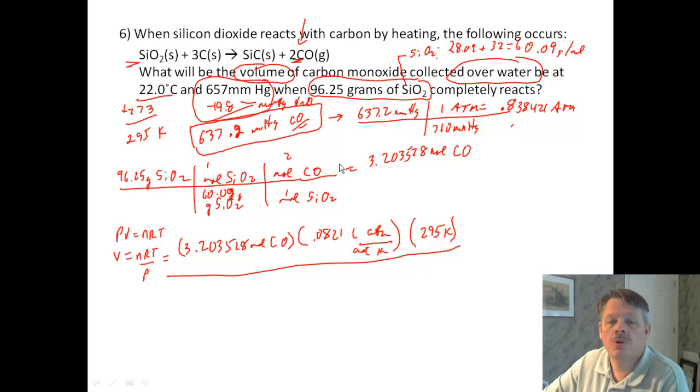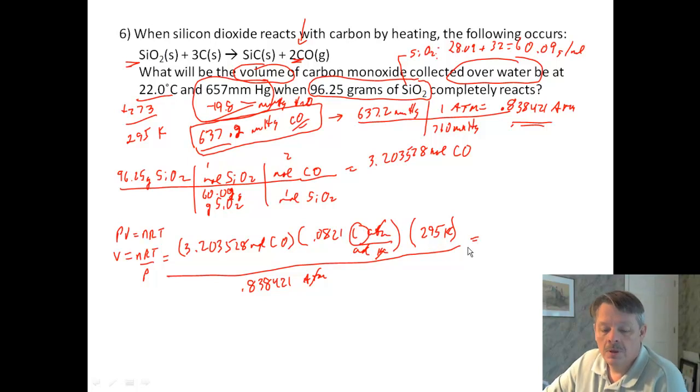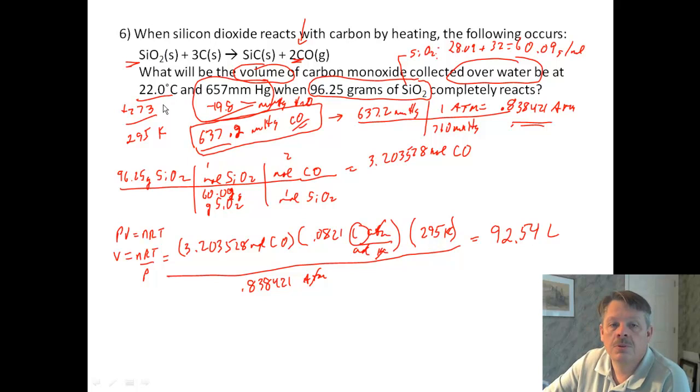My pressure is, oh, remember we had to take out the water. So we got 637.2 millimeters of mercury, which we converted over here to atmospheres. So there's our pressure, 0.838421 atmospheres. We check all of our units to make sure they balance. Canceling the ones that balance, we're left with liters, which is what we want. When we're all done, we calculate this out to 92.54 liters. And we might have to go down to 3 sig figs because of this 637. So we'd end up with 92.5 liters. Okay.